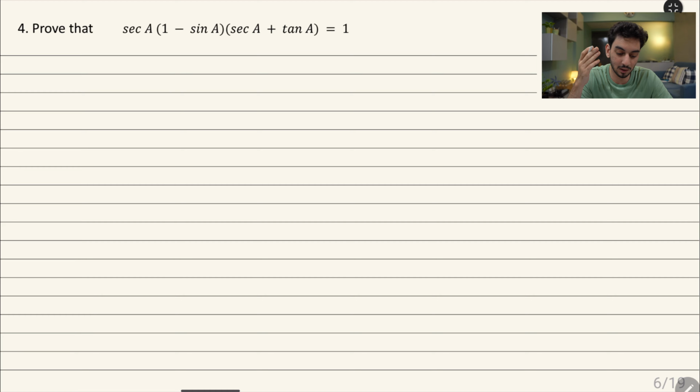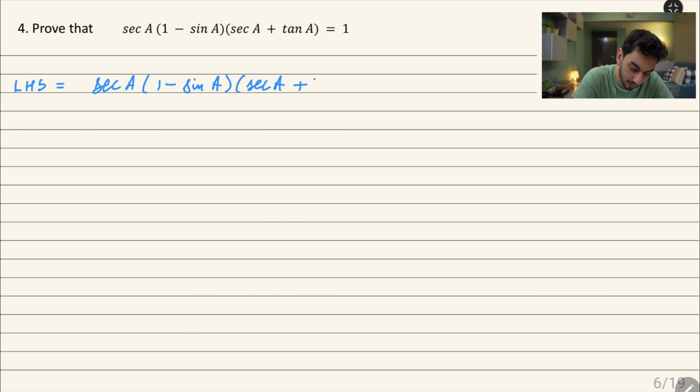Okay, next question. This one says prove that sec A times 1 minus sin A times sec A plus tan A is equal to 1. Now obviously the left hand side is bigger, so we'll start with the left hand side. So this is sec A times 1 minus sin A times sec A plus tan A. Okay, first step. Can I use any trigonometric identities? No, there are no powers, so no trigonometric identities. Can I use any algebraic identities?